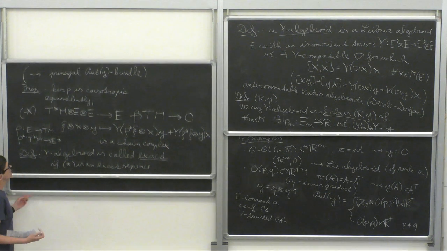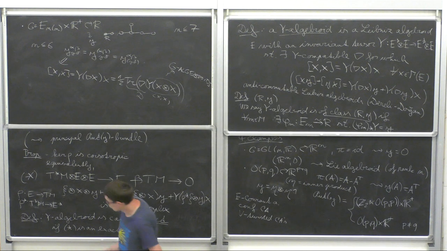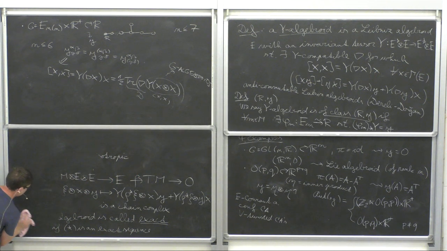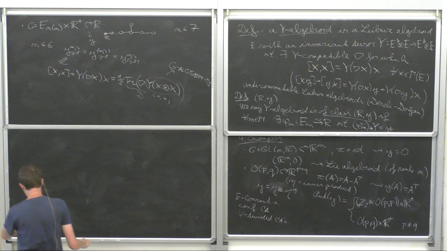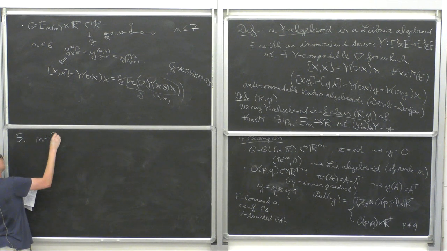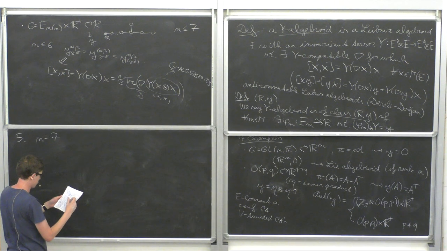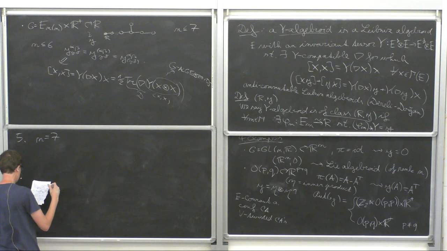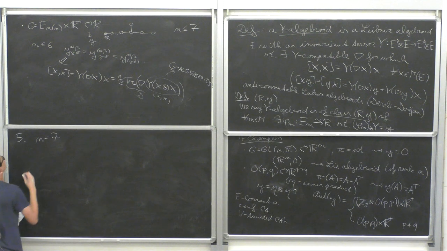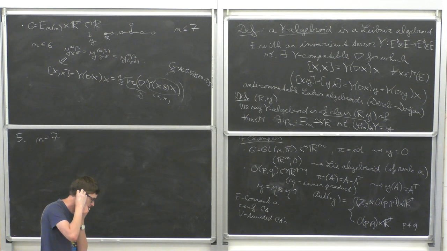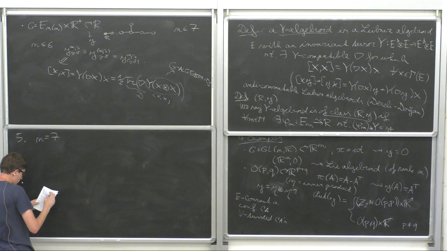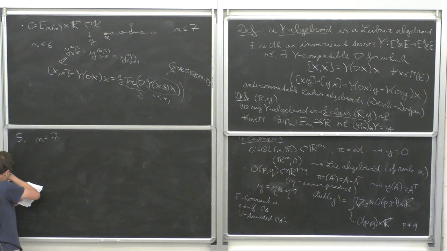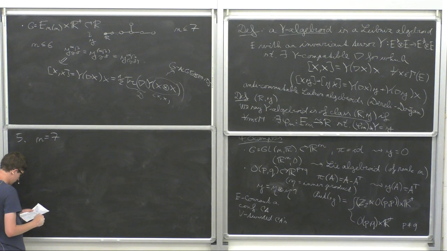Okay, now the interesting thing happens in n equals 7, where that is no longer true. Okay, so let's do part number 5. So in the n equals 7 case, that thing is just not true, and the story is more complicated naturally.